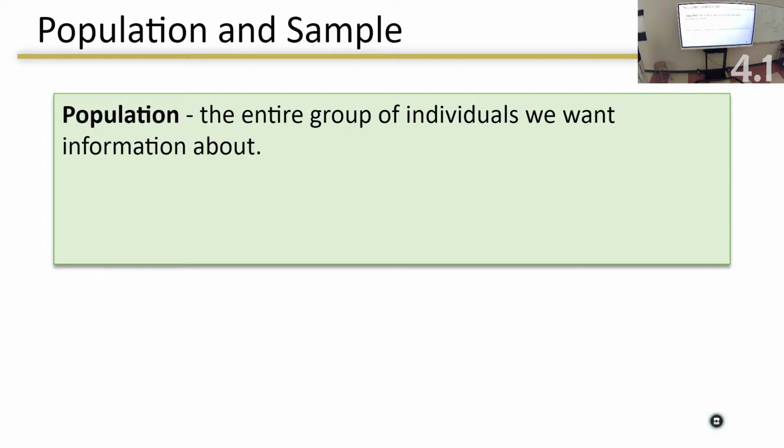Okay, so the population is just that. I could be talking about Bentonville High School students. That would be all Bentonville High School students. I could be talking about Bentonville High School AP Statistics students. That would be all AP Statistics students. And I could be just talking about 7th hour. And that would be all of you guys. Okay? So that's the population. It's just the entire group.